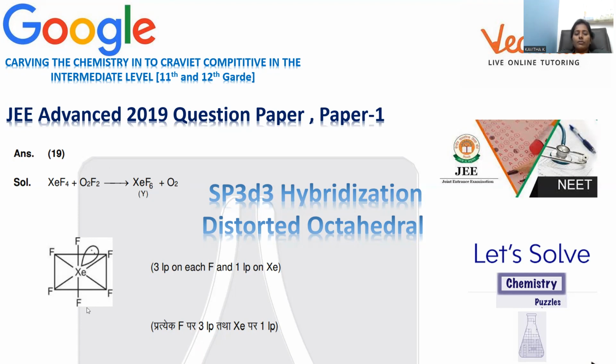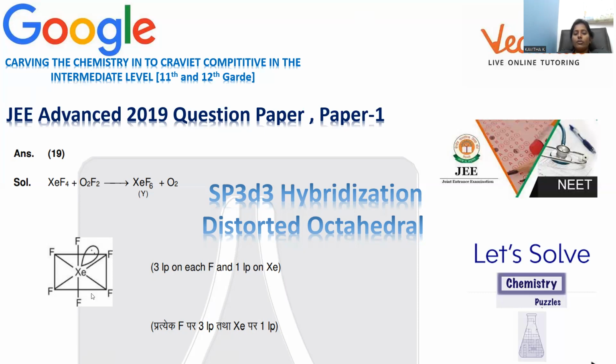Whenever xenon hexafluoride geometry is shown, you can see the octahedral geometry like this. Octahedral means what? 4 fluorines are laying on the plane, 2 fluorines are laying on the axial position, and the remaining 4 are called equatorial position, and still xenon is exhibiting one lone pair of electrons, right? So one lone pair of electrons is existing on xenon.